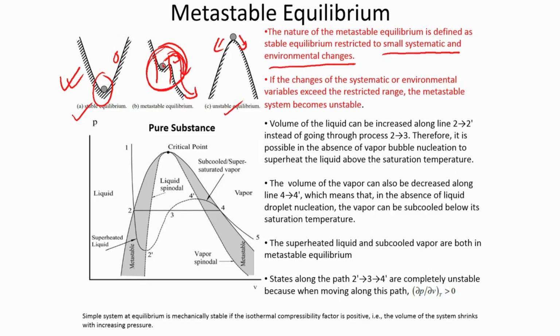So, if the changes in the systemic or environmental variables exceed a certain restricted range, the metastable system becomes unstable, right. So, if there is a large change, not small anymore, as you can see, if it is more than this, okay, the system becomes unstable. Okay. So, that is very important because of the thing that we are going to look next.